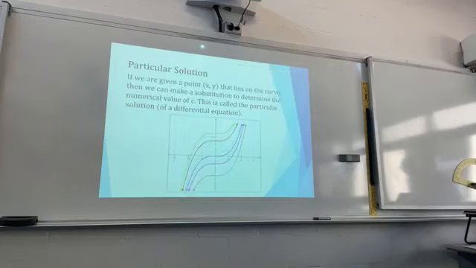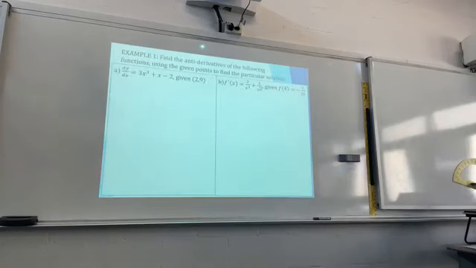Now, particular solution. If you're given a point (x, y) that lies on the curve, then we can make a substitution to determine the numerical value of c. And this is called the particular solution of a differential equation. You no longer have a family of solutions. You have one particular solution. So let's try this.